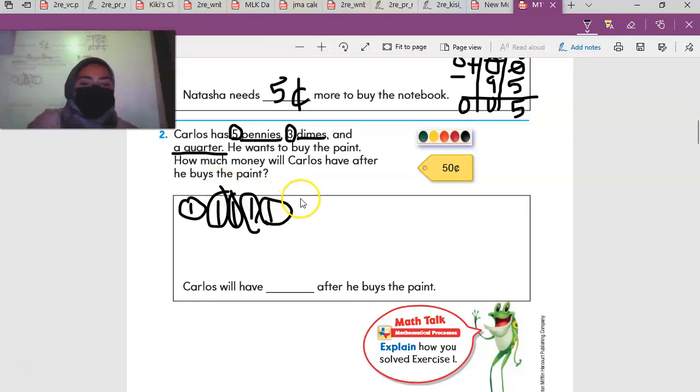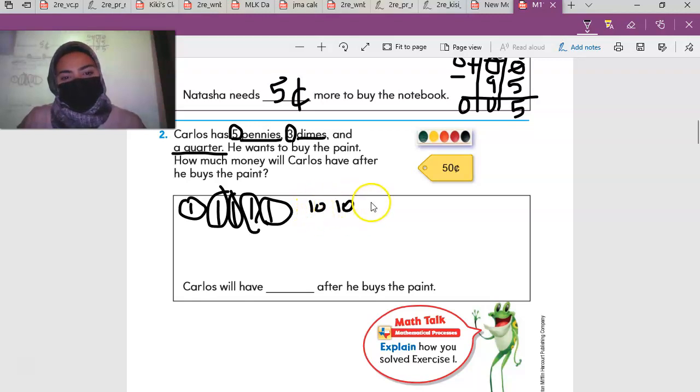And 3 dimes. Each dime is worth how much? 1, 2, 3 dimes. He wants to buy the paint. How much money will Carlos have after he buys the paint? Underline your question. How much money will he have left?